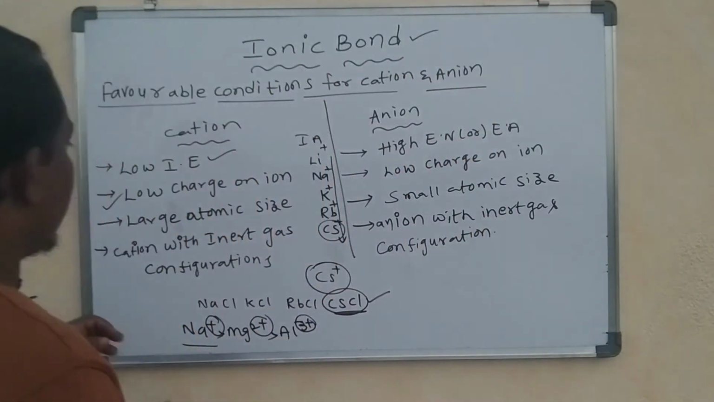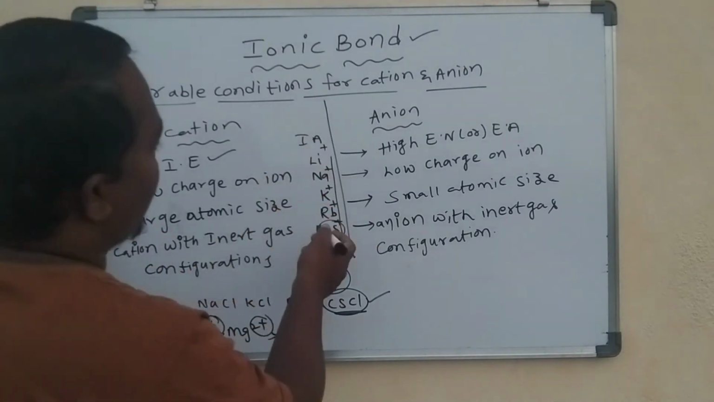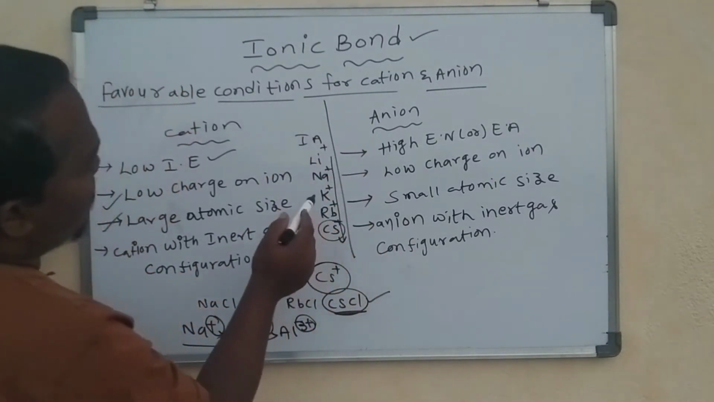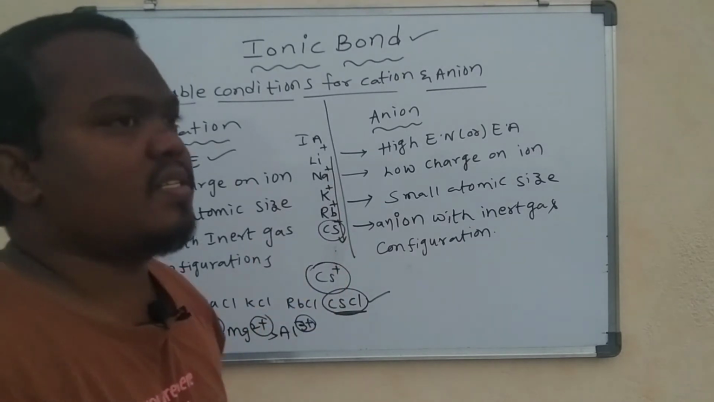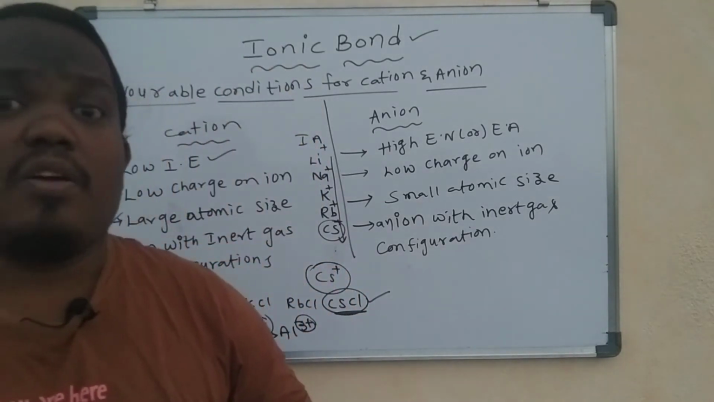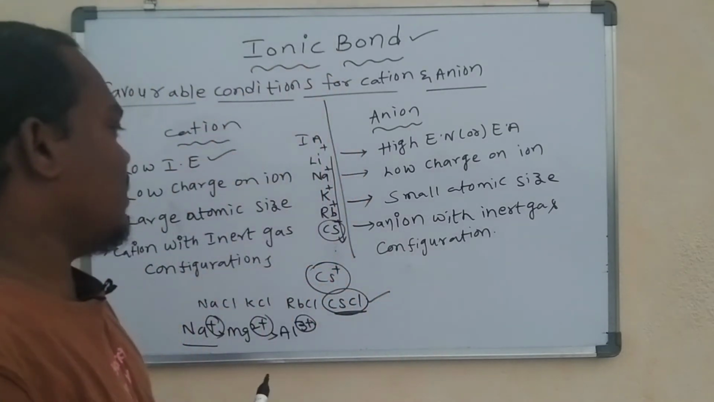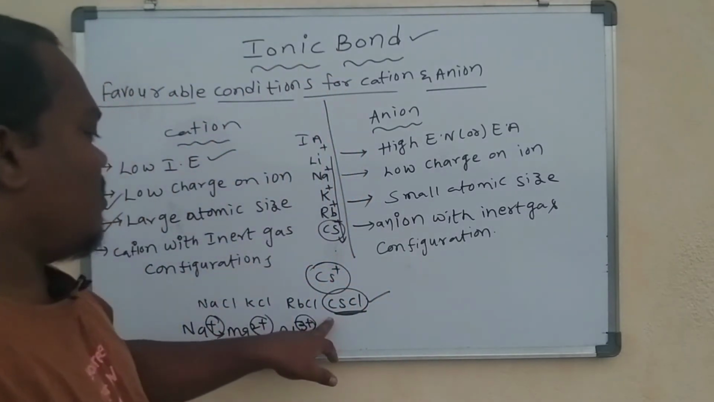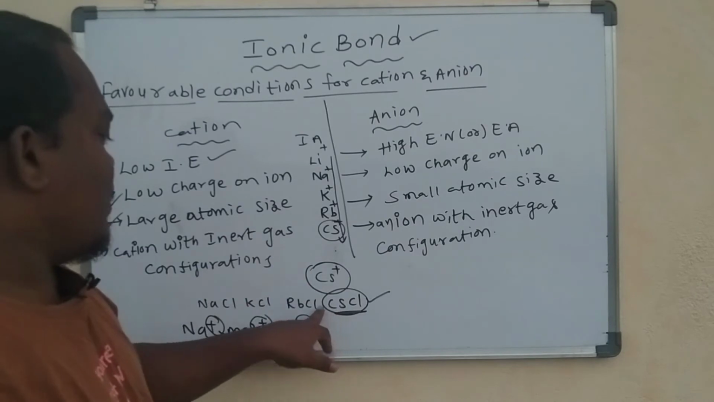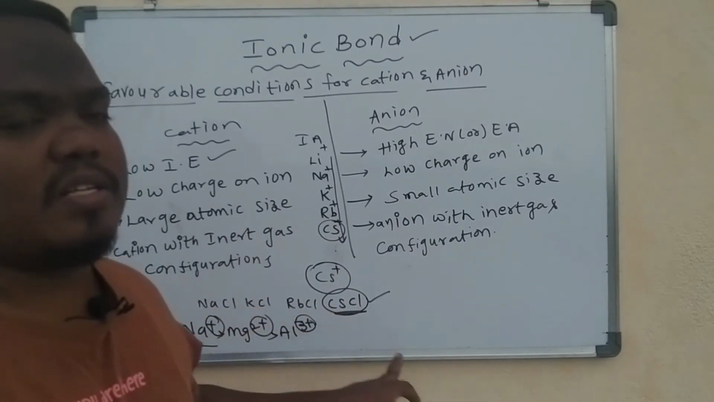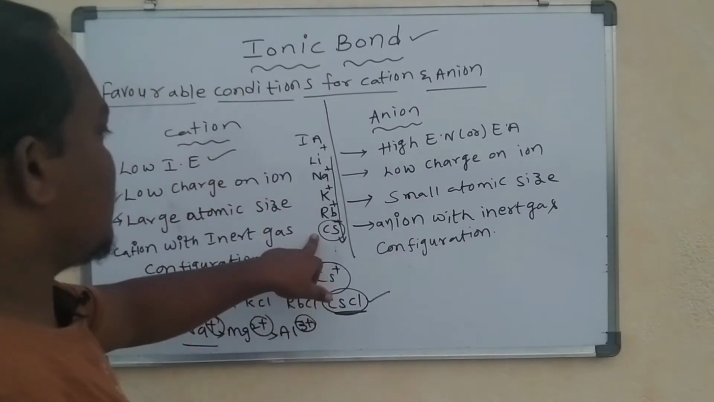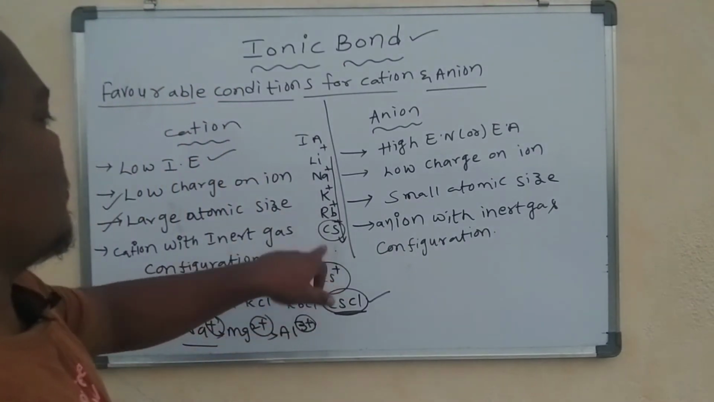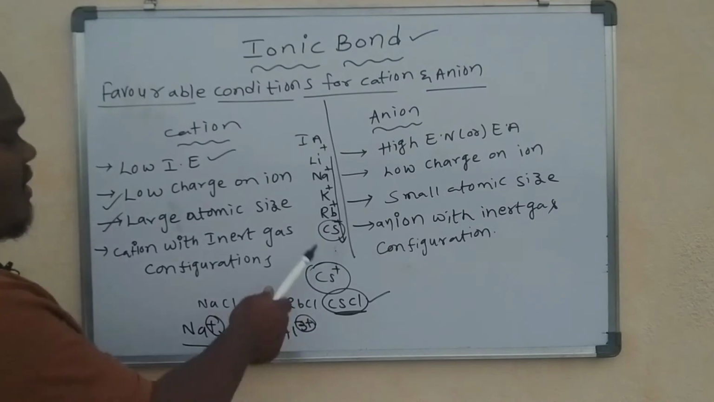So the next one is large atomic size. We already know that in a first group elements, if you observe from top to bottom, the atomic size increases. So cesium has a large atomic size when compared to the remaining elements. So when we discuss these compounds, cesium chloride is going to form a strong ionic bond. Cesium has that large atomic size, that's why we have this.